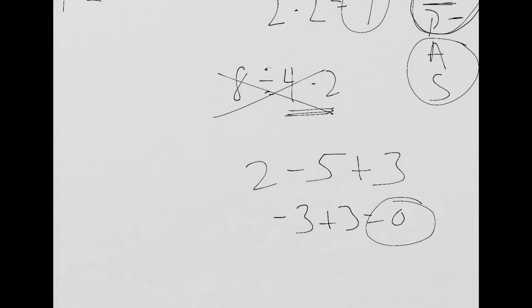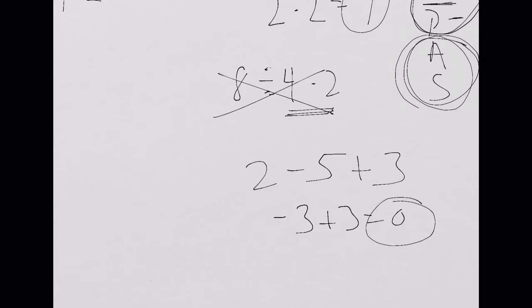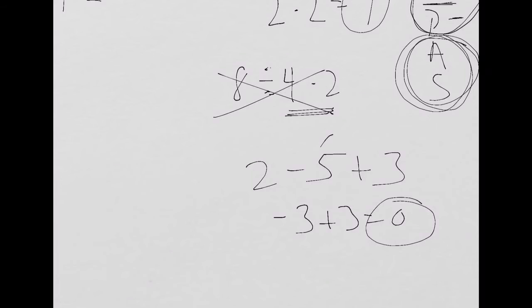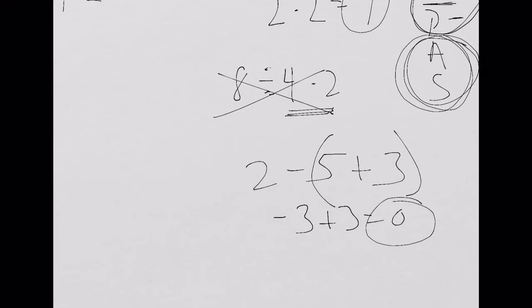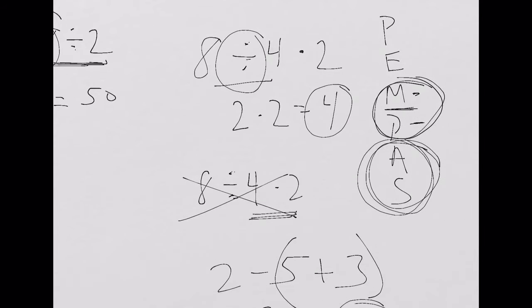What sometimes people will do, because they're caught up on the PEMDAS, is they will add first and say 5 plus 3 is 8, and say 2 minus 8. The only way that you would do that is if it was written with parentheses around it. So you would follow the parentheses first and say 5 plus 3 is 8. If there are no parentheses, you have to go left to right with addition and subtraction and the multiplication and division.